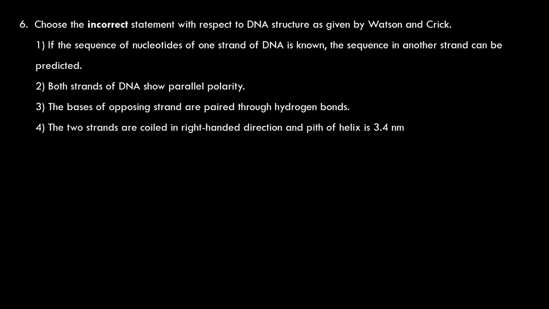Choose the incorrect statement with respect to DNA structure as given by Watson and Crick. Incorrect one here to choose. The sequence of nucleotides of one strand of DNA is known. The sequence in another strand can be predicted. Absolutely true, because the sequence of the nitrogen bases or nucleotides of one strand is complementary to another one. So naturally it can be predicted. Both strands of DNA show parallel polarity, no, anti-parallel polarity. One strand is directed toward 5 prime, 3 prime, and the other strand 3 prime, 5 prime polarity. So it is anti-parallel, not parallel.